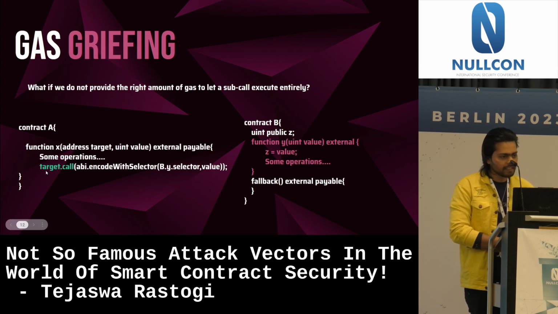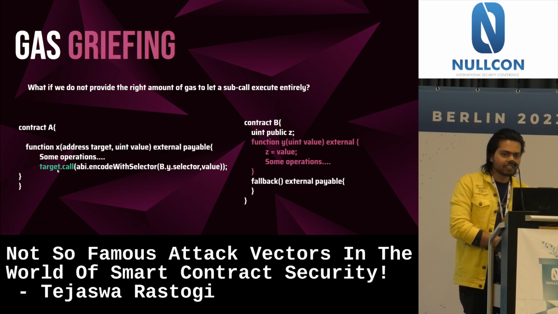But what if we calculate it and give our value accordingly, such that the above operations work, but this subcall is not getting enough gas to execute entirely? So what will happen? This will silently fail and the rest of the operation will work. So your top level transaction is still working, but your subcall is failing, right?